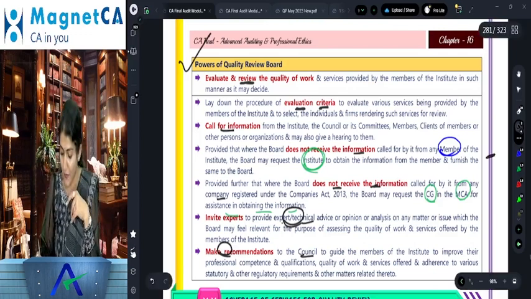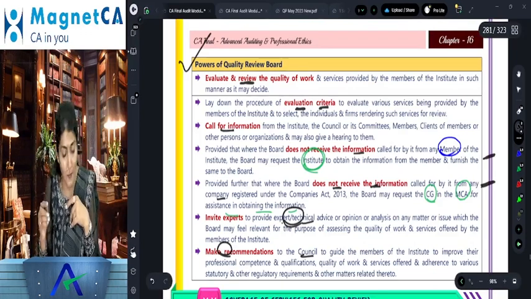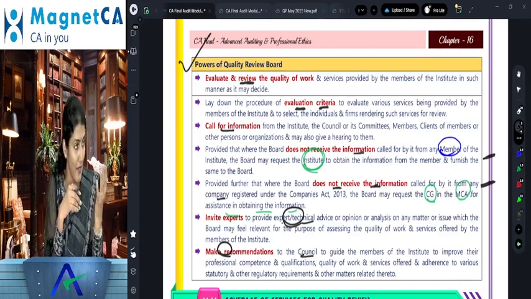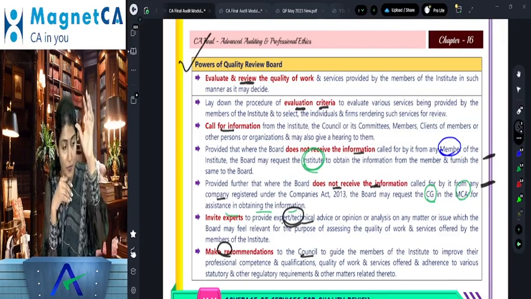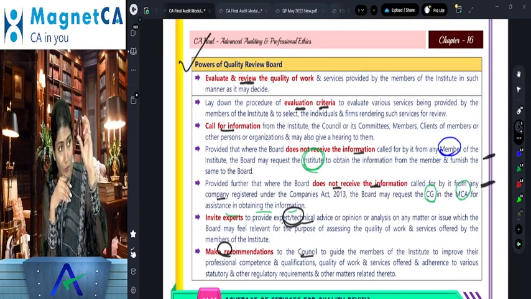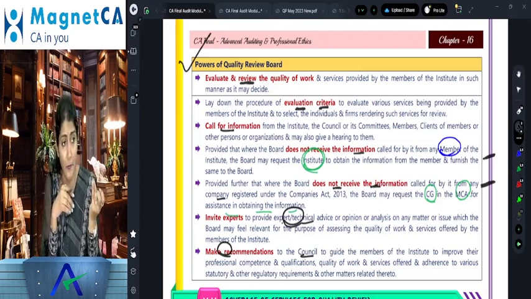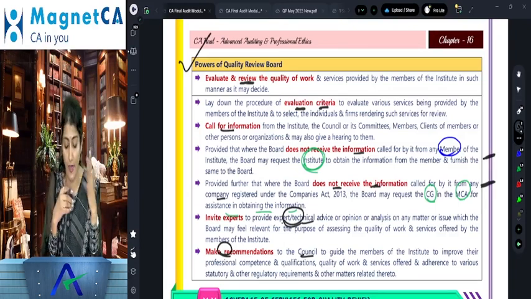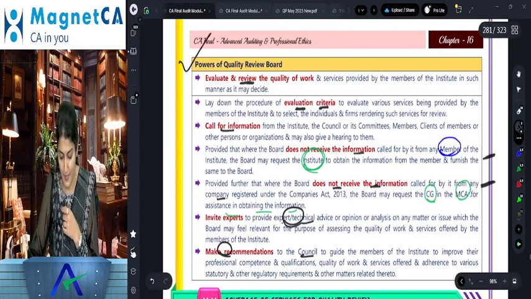So this is where the question was asked. Member is not providing the information, the company is not providing the information. Are you able to follow this, everyone? Constitution of QRB, functions of the QRB, and the powers of the QRB. What is their power? They can review the work. For that they can lay down the criteria. Then they will call for the information. What if the member does not give information? Company does not give information. Then they invite the experts, and then they can make the recommendations to the council. Are you understanding that? Okay.